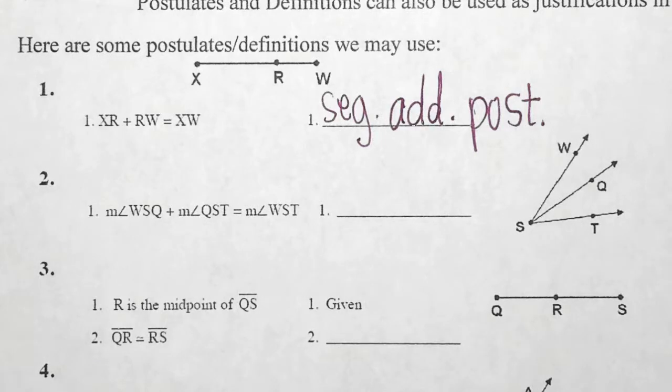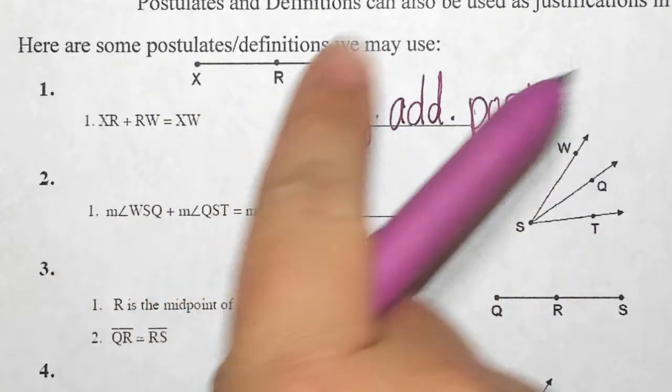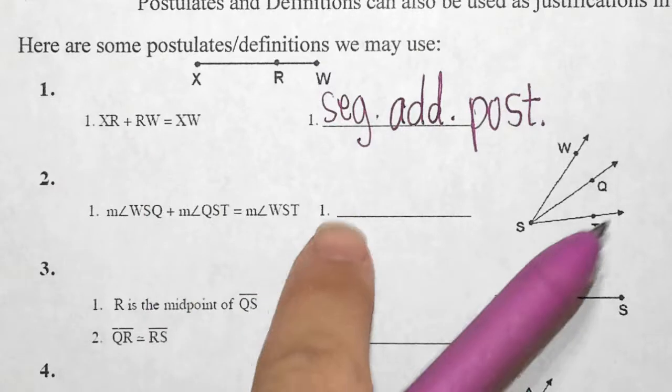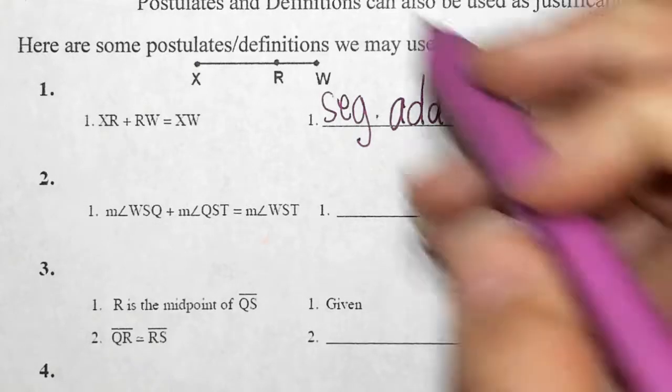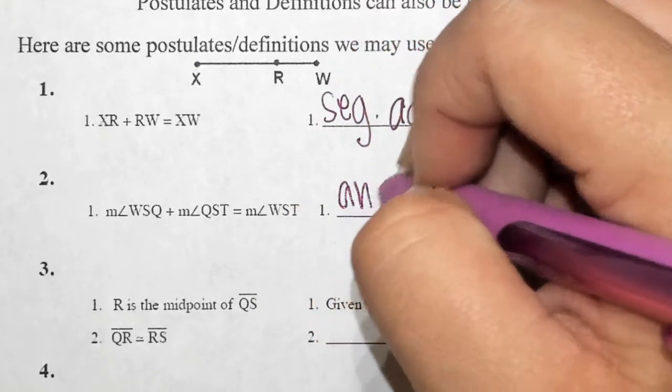Okay? So just like we have segment addition postulate, what's this one showing? Angle. This little angle plus this little angle equals the whole angle. If you're going to shorten it, you need to put ang.